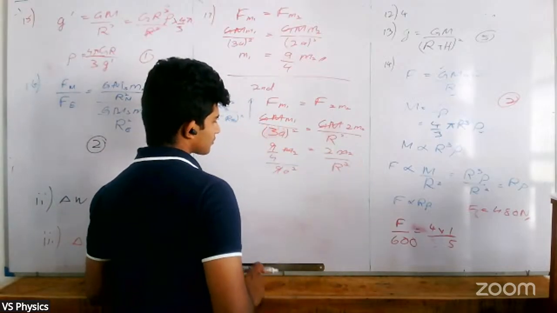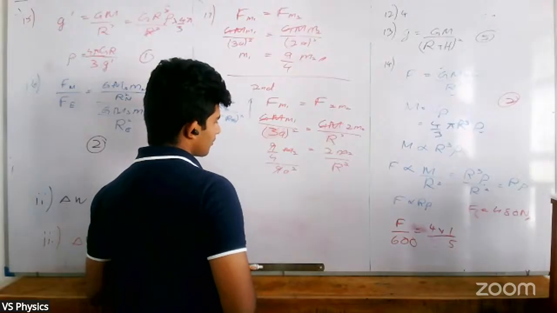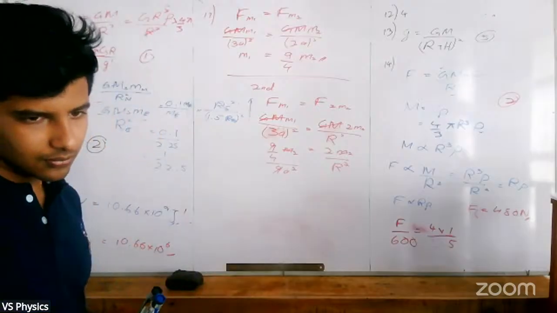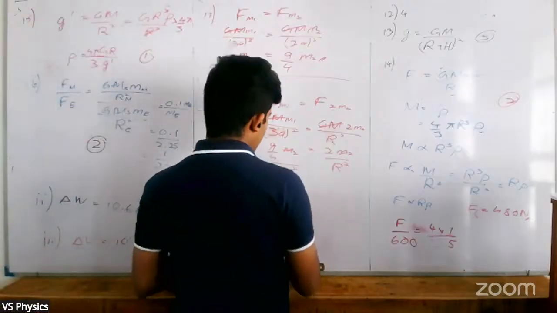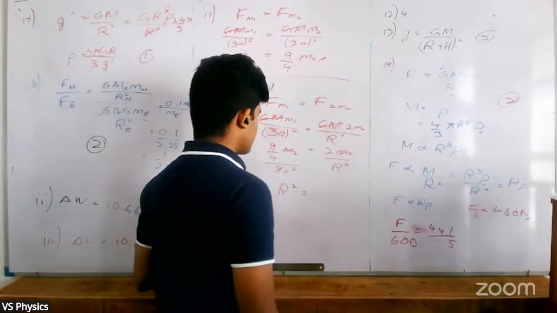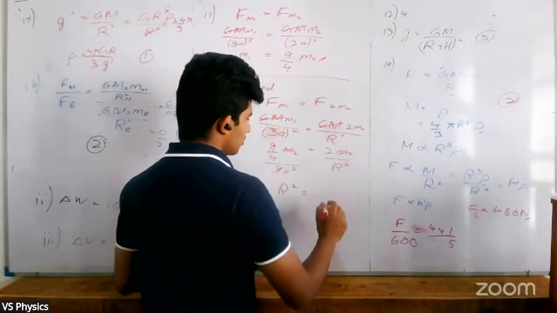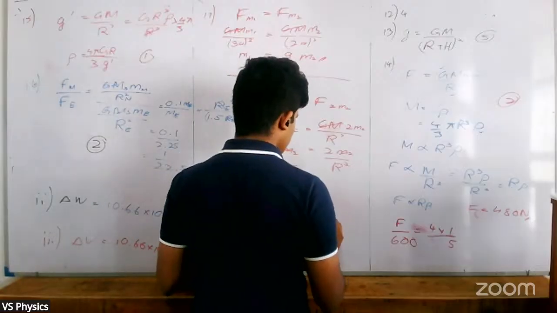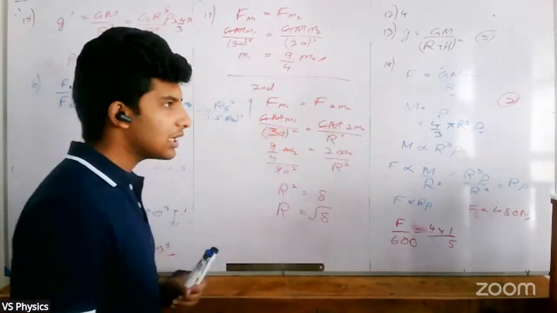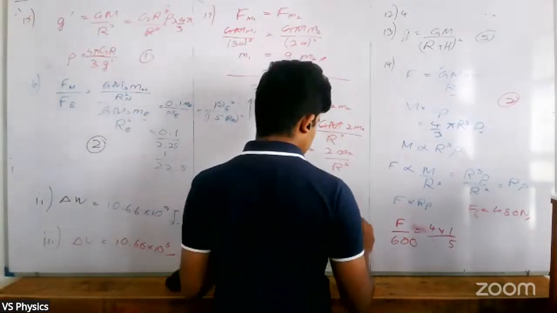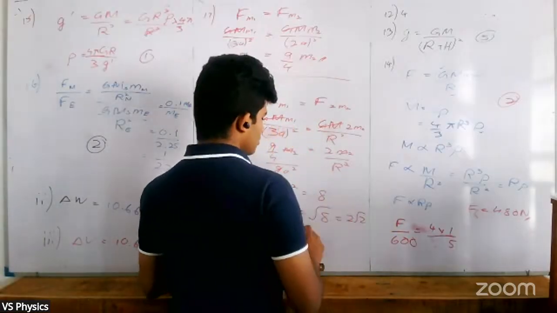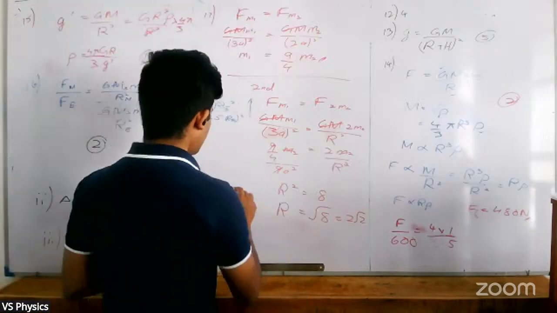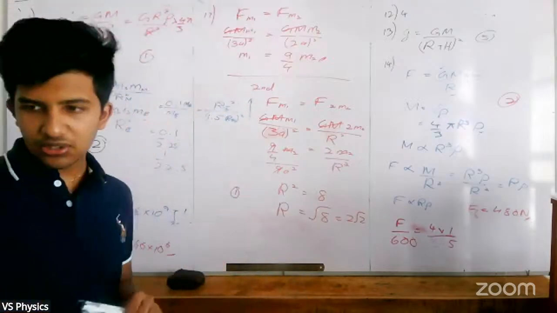We are left with R squared is equal to 8a squared, which means R is equal to root 8 a. Root 8 is equal to 2 root 2. So we have 2 root 2 a, and there is an answer like that. So it is going to be our first answer for the 17th question.